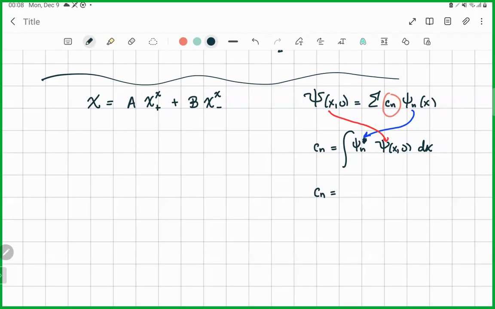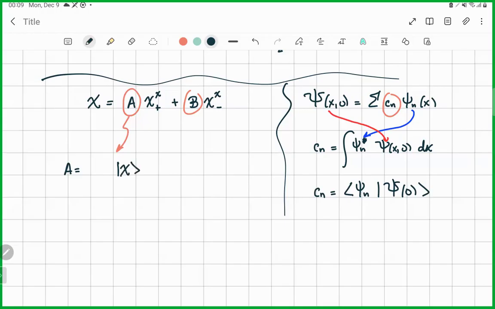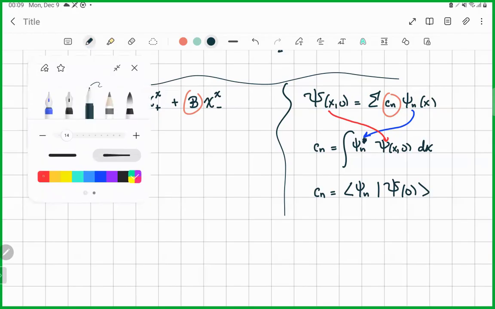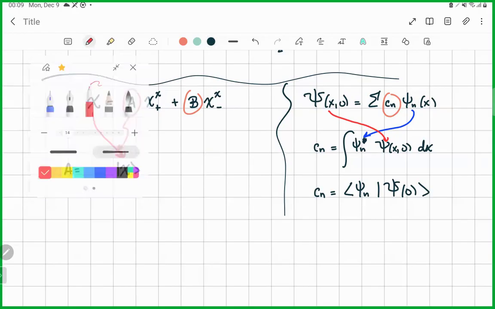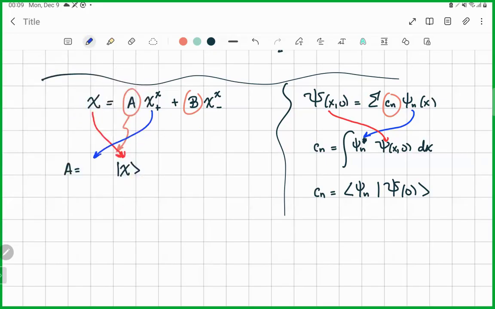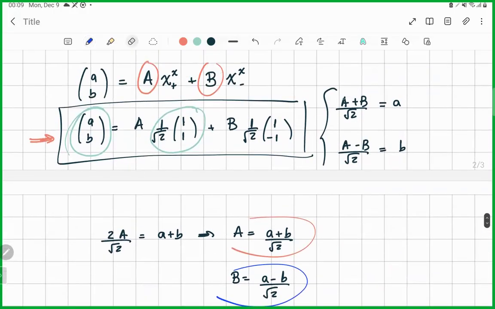Which in chapter 3 we said another notation for that is the bra and the ket, right? Well, what we are trying to do now is the same thing. We are trying to find A and B. So how can we find A? Well, just following what we wrote here, we are going to say that A is equal to the vector that is given, the ket, and this one in the bra. And we are going to get A. So this is a faster way than trying to solve these equations.